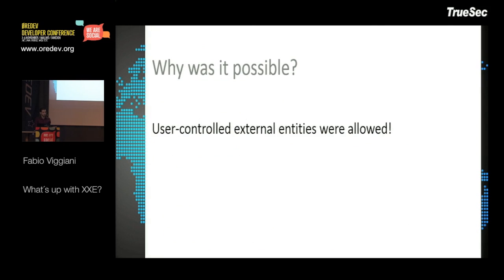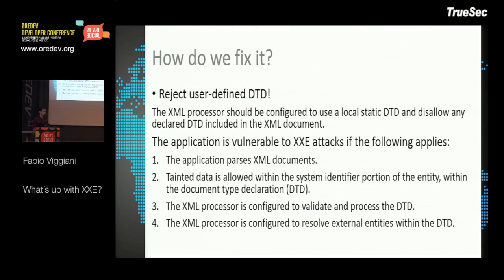But why was it possible? It's simple. We allowed the user to write inline DTDs with custom external entities. That's all it took. So how do we fix it? Well, that's very simple, too. We just don't allow that. Do we really want the user to be able to write their own DTD inline when they send XML data? Probably not.